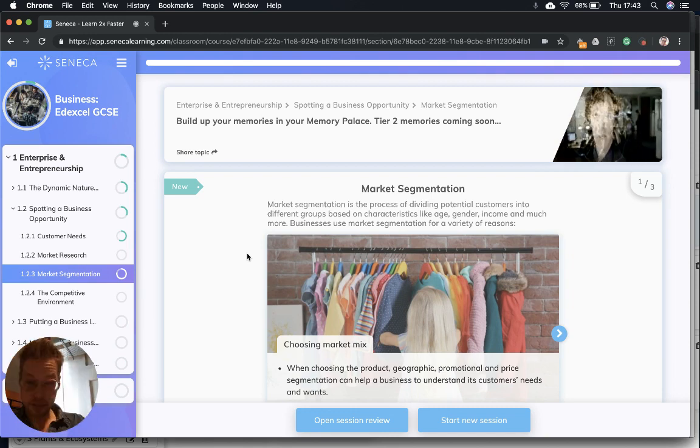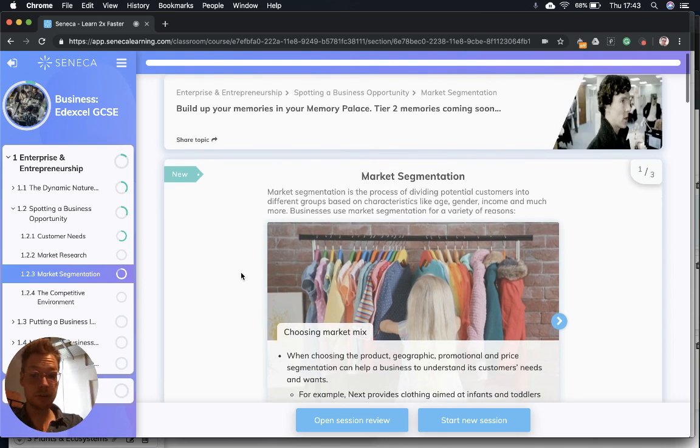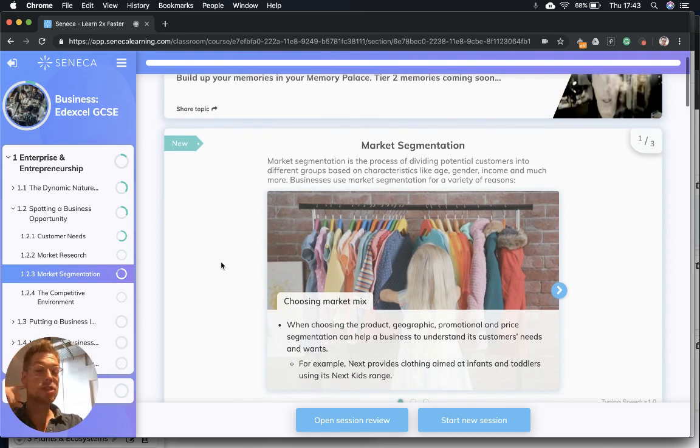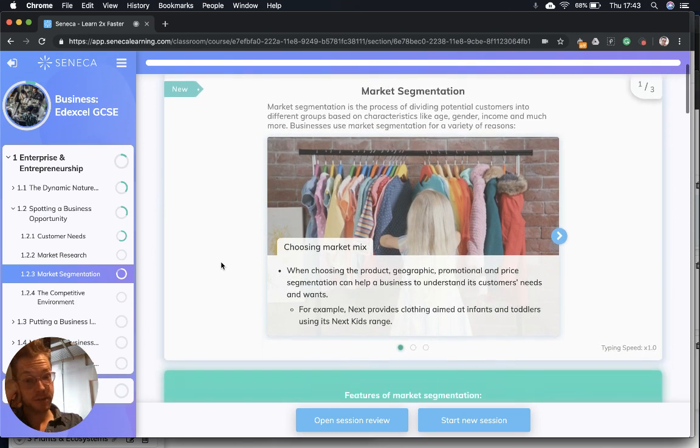I bet you're on the edge of your seat. Well, let me put you out of your misery. It is the process of dividing potential customers into different groups based on characteristics like age, gender, income, and much, much more. Businesses use market segmentation for a variety of reasons.